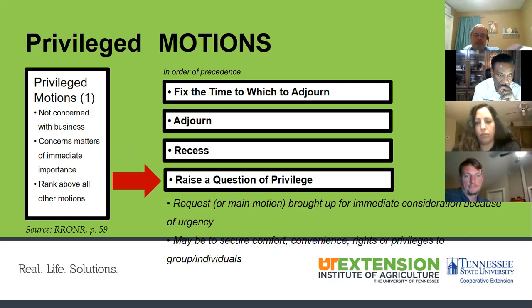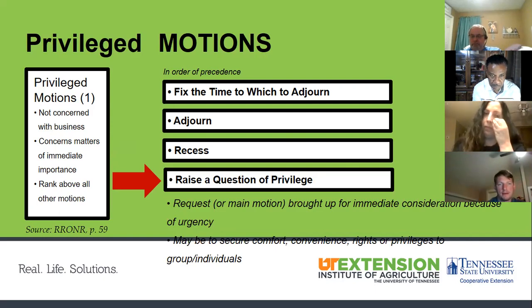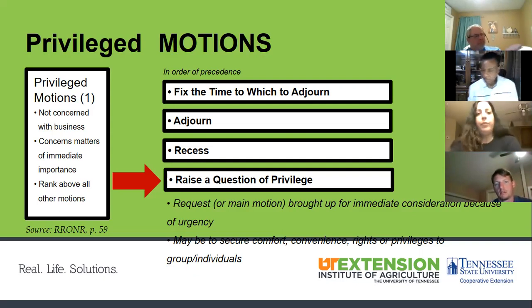The next one is a question of privilege. It's a motion brought up for immediate consideration. It may be to secure comfort, convenience, the rights or privileges of the group or individual. Let me see if I've got a good example in my notebook here. This is one that you might get from time to time. And you may not know how to handle it because you might not know what it's called. And we might even talk about this last week.